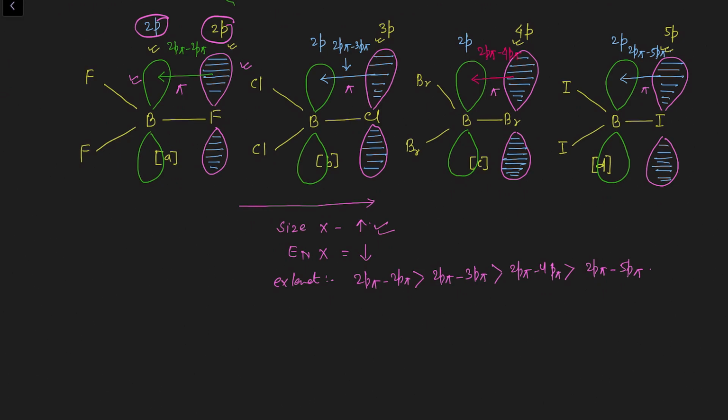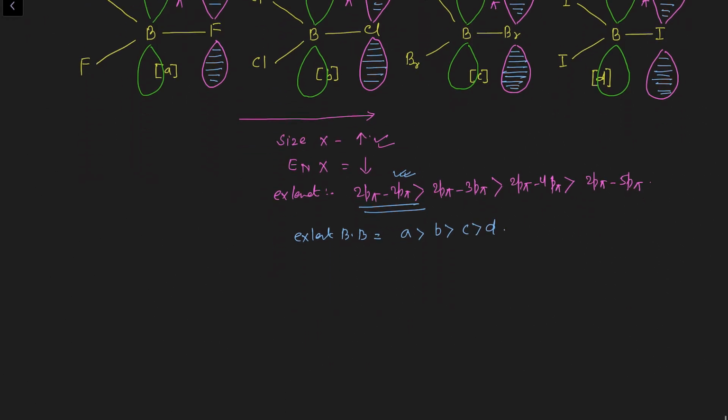So when you check the extent of overlapping, the 2p pi 2p pi overlapping is the strongest overlapping. So the extent of back bonding will be maximum in that case. So what is the order of extent of back bonding in all the boron halides? That will be like this: A will have more extent of overlapping than B, than C, than D.